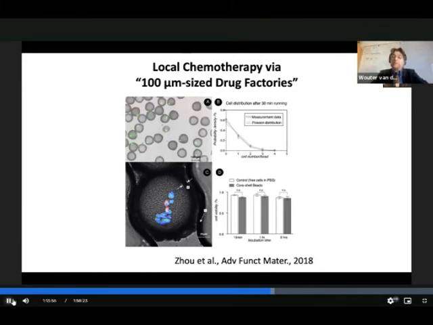But this is a problem because if we add a lot of cells in a microfluidic system, it clogs. The whole microfluidic system, the cells fall down and everything breaks down. You cannot do it. So that's a problem, how to get a high concentration.